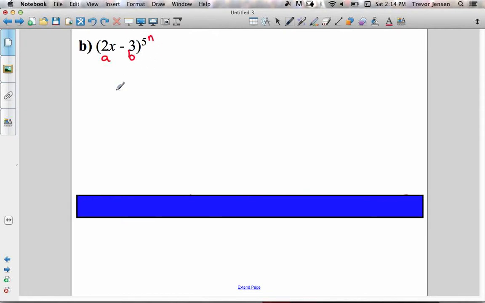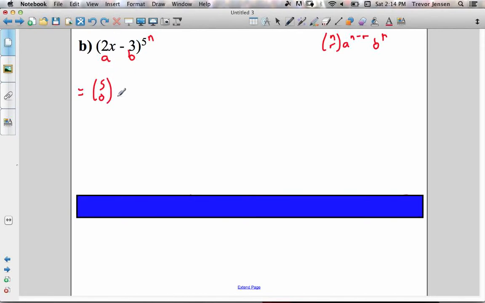And we're going to keep using our general formula, n choose r, a to the n minus r, b to the r. And we're going to use that for every term in our expansion. And remember, there's always going to be 6 terms in our expansion here. Because the first term is going to be 5 choose 0 as the coefficient, then 5 choose 1, 5 choose 2, 5 choose 3, 5 choose 4, until we get to 5 choose 5, and that'll be our last term. The number of terms is always one more than the exponent. So our first term is going to start off with 5 choose 0.